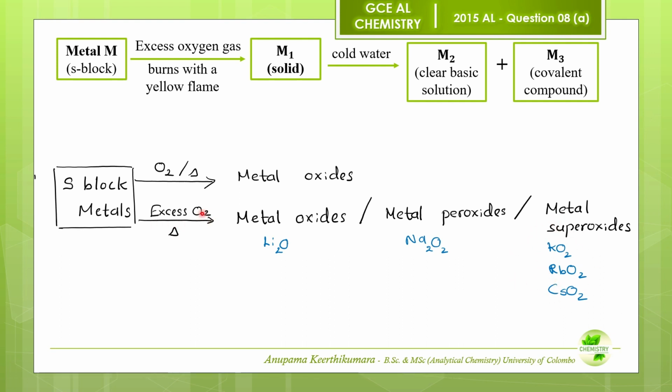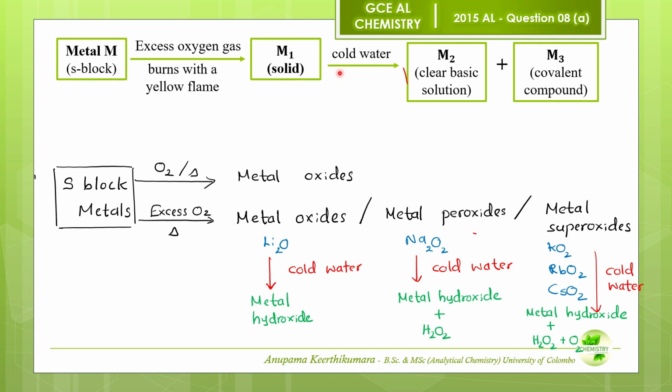With excess oxygen, group 2 metals give the metal oxide as the main product. Only barium gives barium peroxide. Therefore, solid M1 is a metal oxide, or it can be a metal peroxide or metal superoxide.